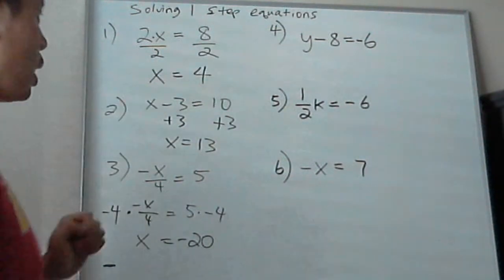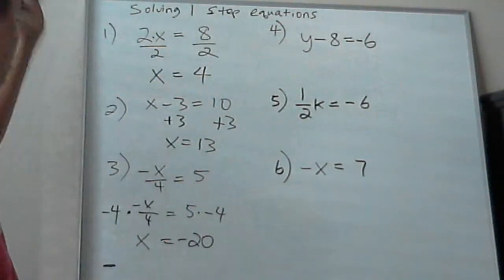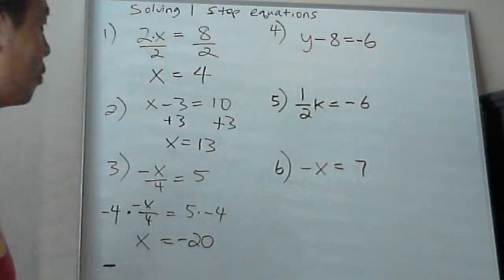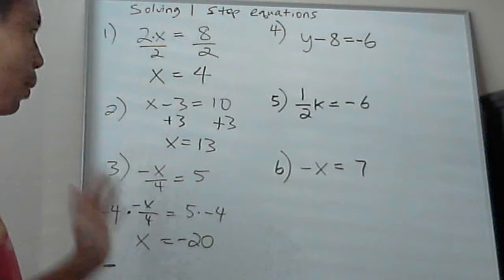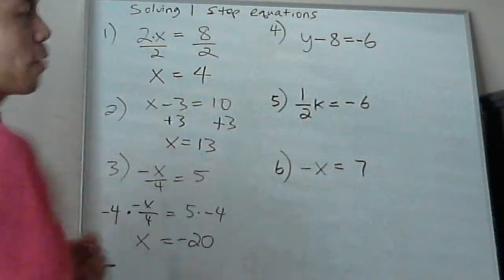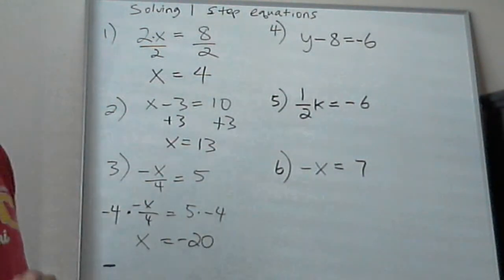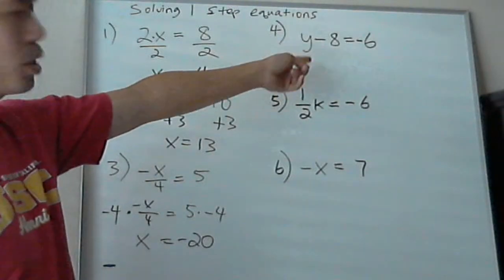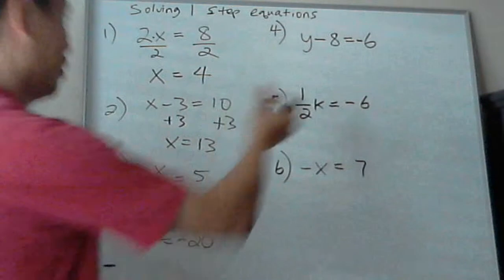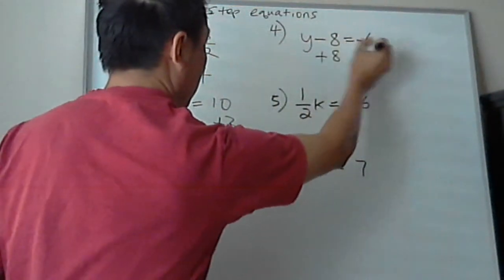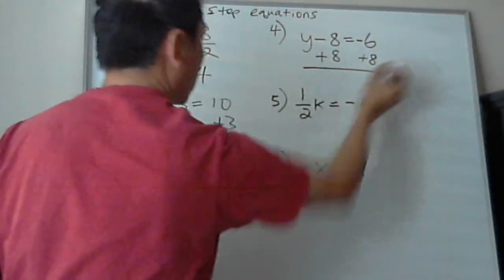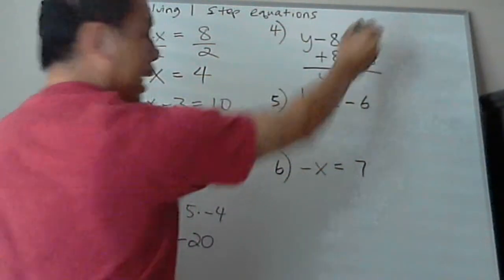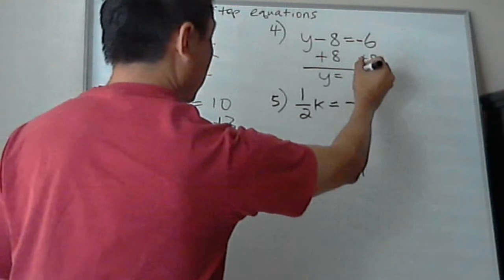Okay. So now we go to number 4. Now instead of adding, you get a negative number. And usually negative numbers throw some people off at this early stage. So we have y minus 8 equals negative 6. We want y by itself, right? It's minus 8, so you plus 8. You always do the opposite. Okay? So this becomes 0, so it is y. Negative 6 plus 8 is 2.